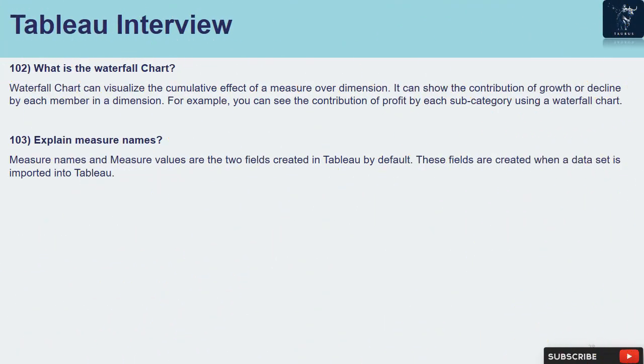102. What is the waterfall chart? Waterfall chart can visualize the cumulative effect of a measure over dimension. It can show the contribution of growth or decline by each member in a dimension. For example, you can see the contribution of profit by each subcategory using a waterfall chart.